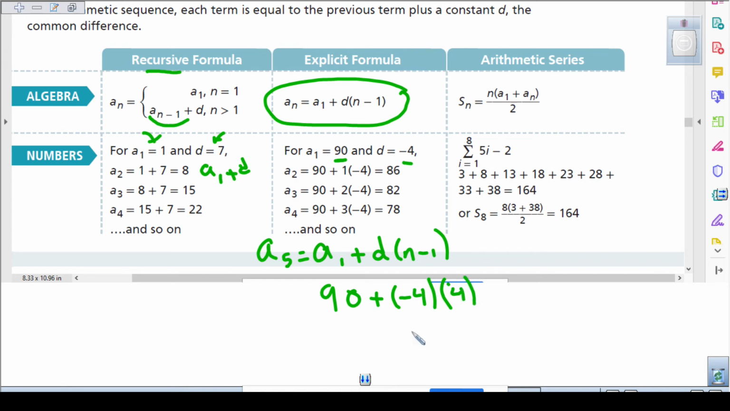Okay. So if you do that, what do you think I'm going to end up with? Somebody do the math for us here. 90 minus what? That's right. And how much is that? How much is 90 minus 16? Yep.